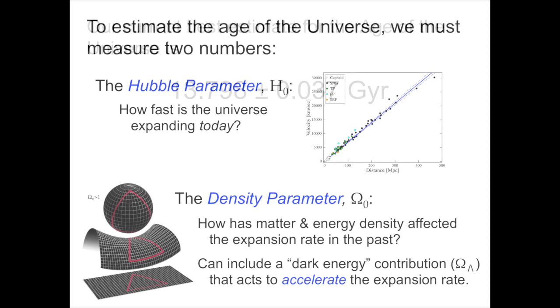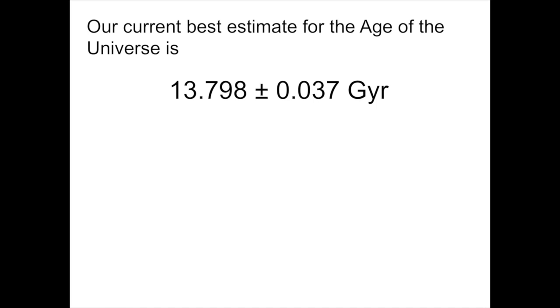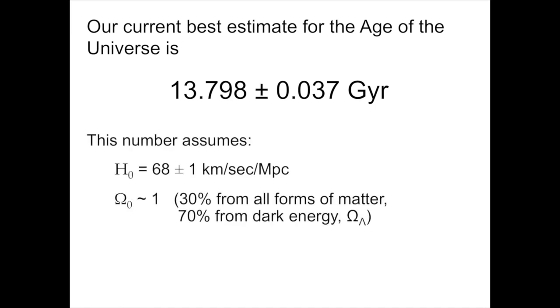When we put all these numbers together, what we find is, for the best observations of the density parameter and the Hubble parameter that we've observed to date, our best current estimate for the age of the universe is 13.798 plus or minus 0.037 billion years. 13.798 gigayears.